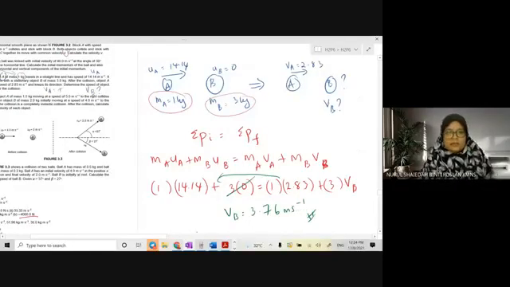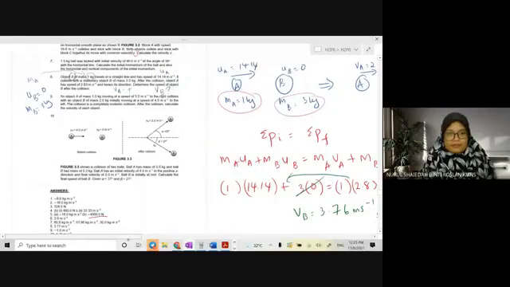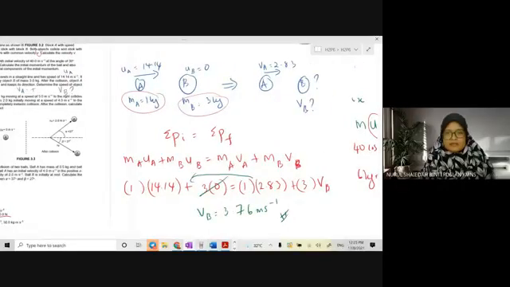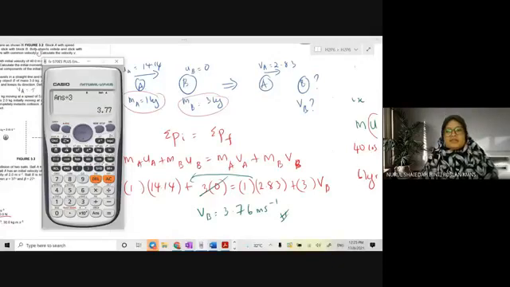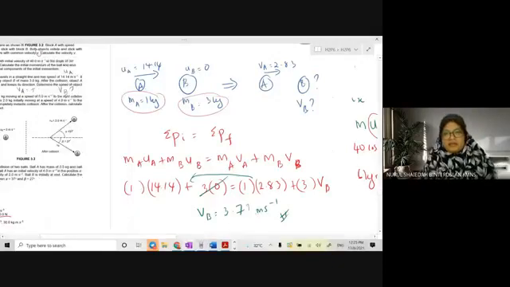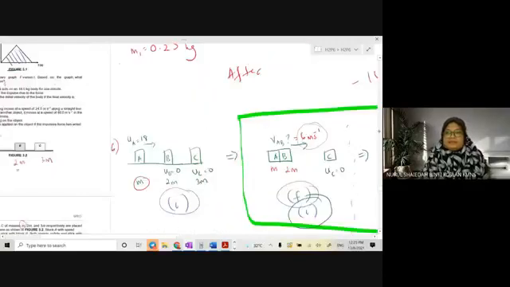Betul tak? Jawapan dia apa? 3.7. Saya tekan salah ke apa ni? Ya, tadi saya tekan salah. Tolak 2.83 divide by 3. So sepatutnya saya dapat 3.77. Okey.